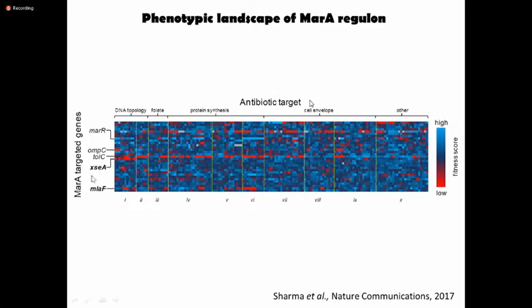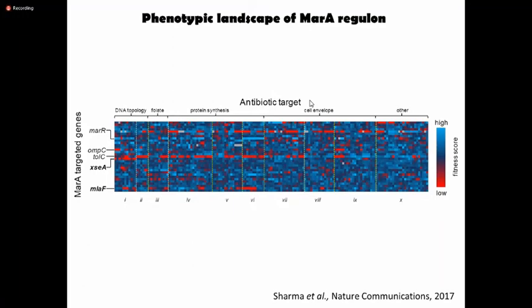When you knock out xseA, the cells get sensitive to quinolones. More interesting is the fact that quinolones, when they act on the cells, generate DNA breaks, and xseA is able to repair them, because xseA codes for the largest subunit of exonuclease 7, which helps in DNA repair. And when you knock out mlaF, the cells get sensitive to tetracyclines, and it has functions in lipid trafficking.